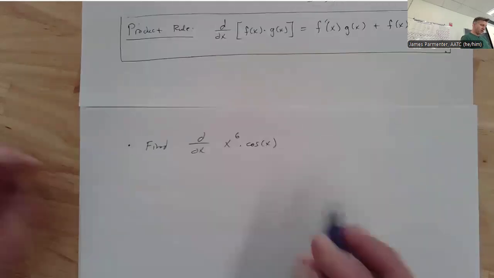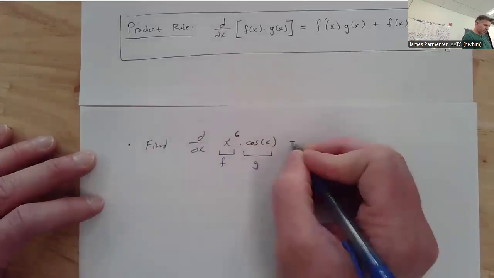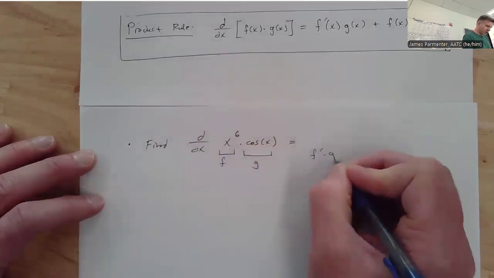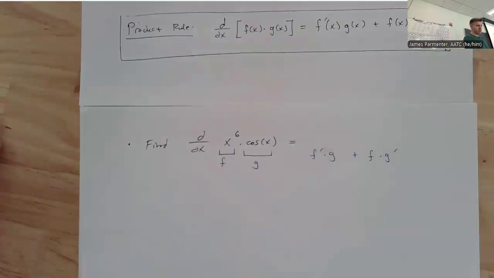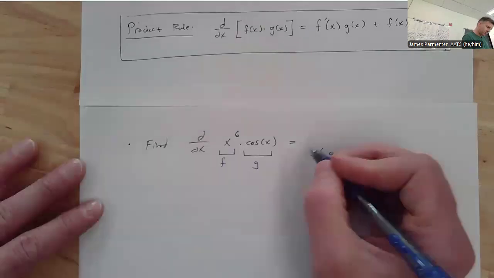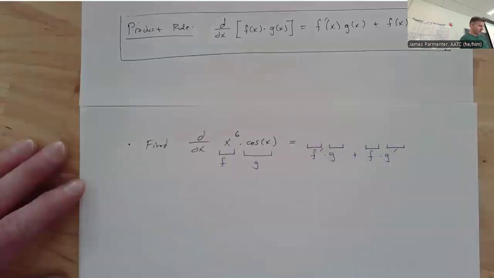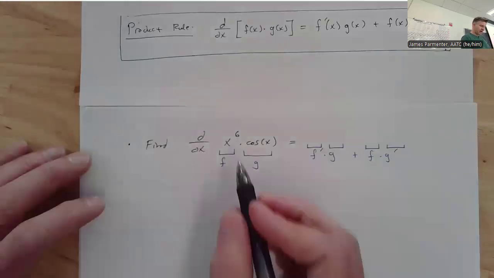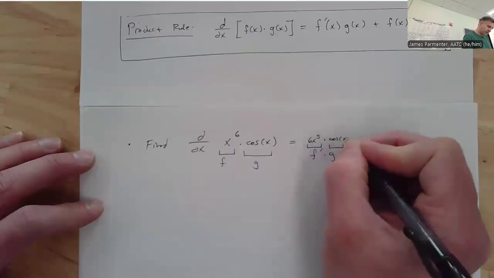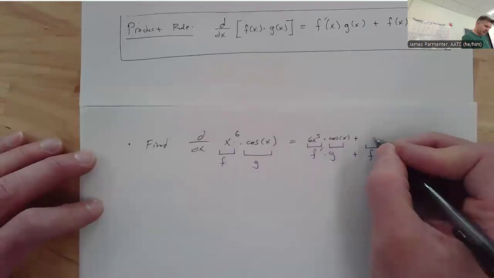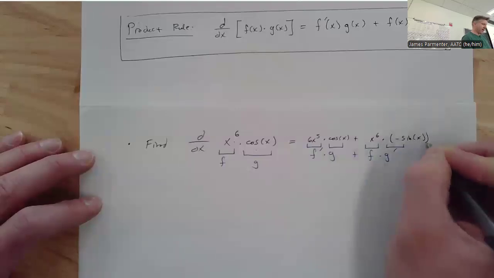If you find it helpful, you can do something like, say you're thinking of this as f and this is g, and your derivative should be f prime times g plus f times g prime. So let's see, what do we get here? We get f prime is 6x to the fifth, g is just cosine of x, plus f is x to the sixth, and g prime is negative sine of x, which you do need to put parentheses around. Otherwise, it looks like you're saying x to the sixth minus sine of x.